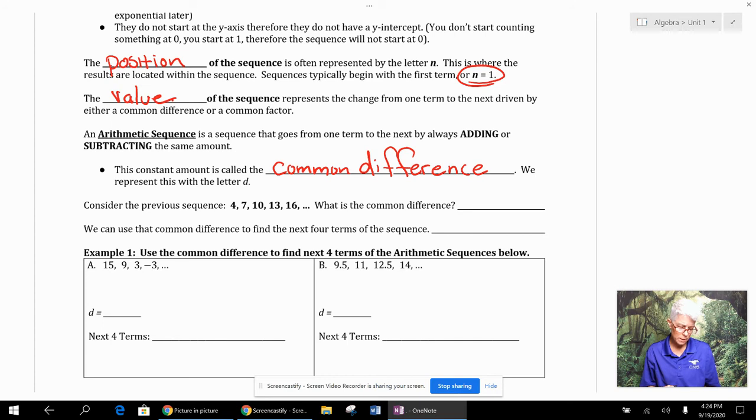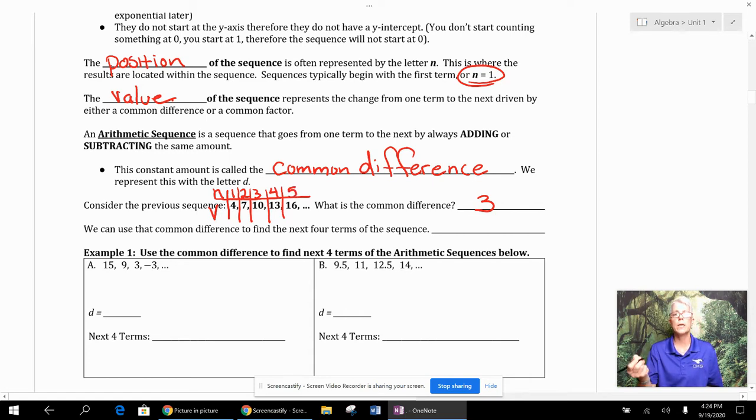Now, we're going to go back to the previous sequence. What was the common difference that you noticed? The common difference was 3. I'm going to put some things here that might help, some of the things we've been talking about. If I say 4 is the value, then it is also in the first position. The 7 is the value in the second position. 10 is the value in the third position. 13 is the value in the fourth position. 16 is the value in the fifth position.